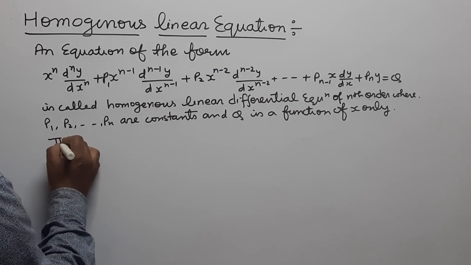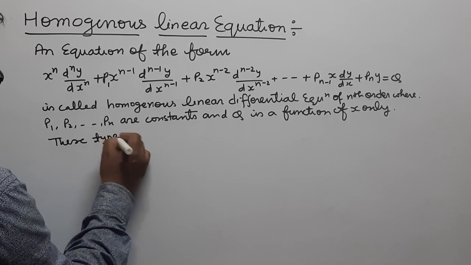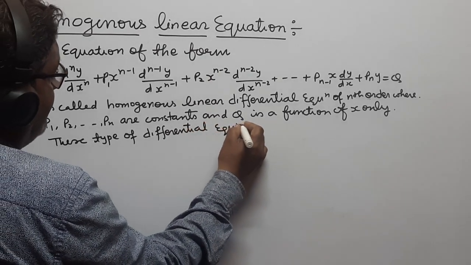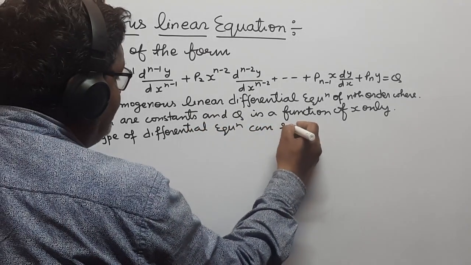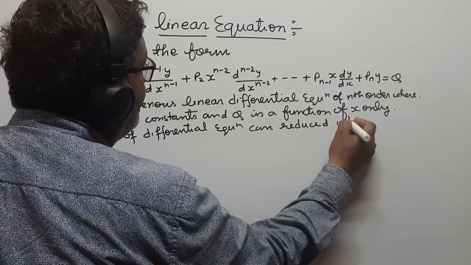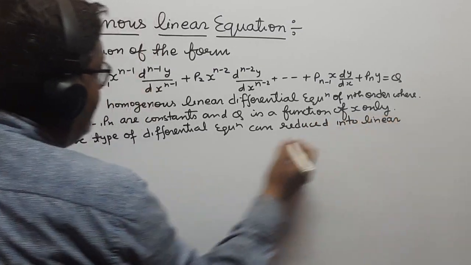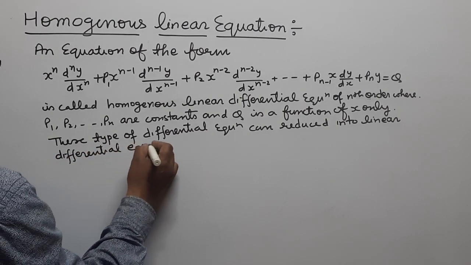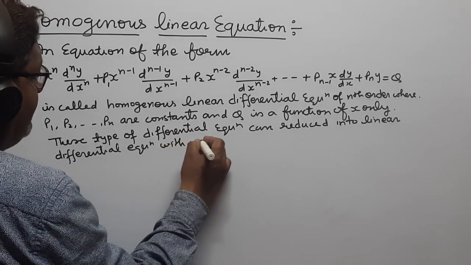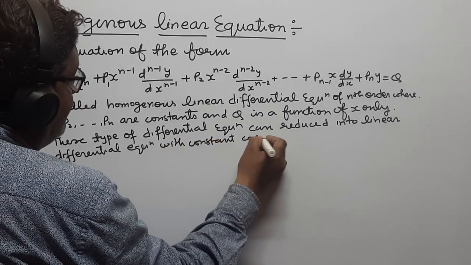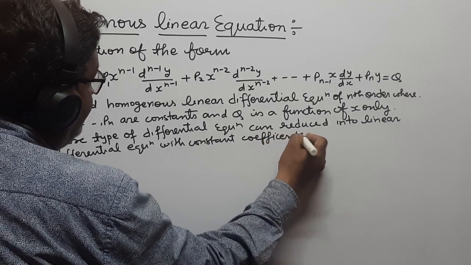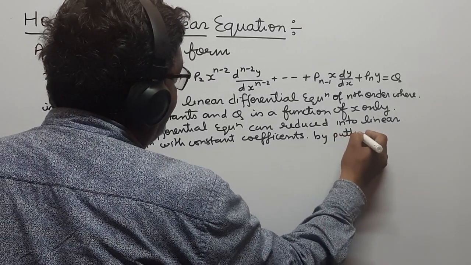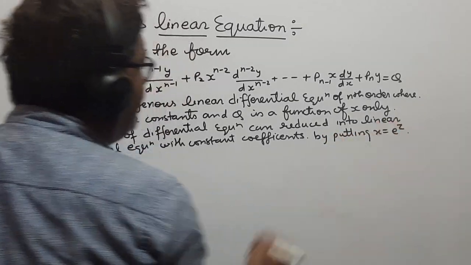These types of differential equation can be reduced into linear differential equation with constant coefficients by putting x is equal to e to the power z.